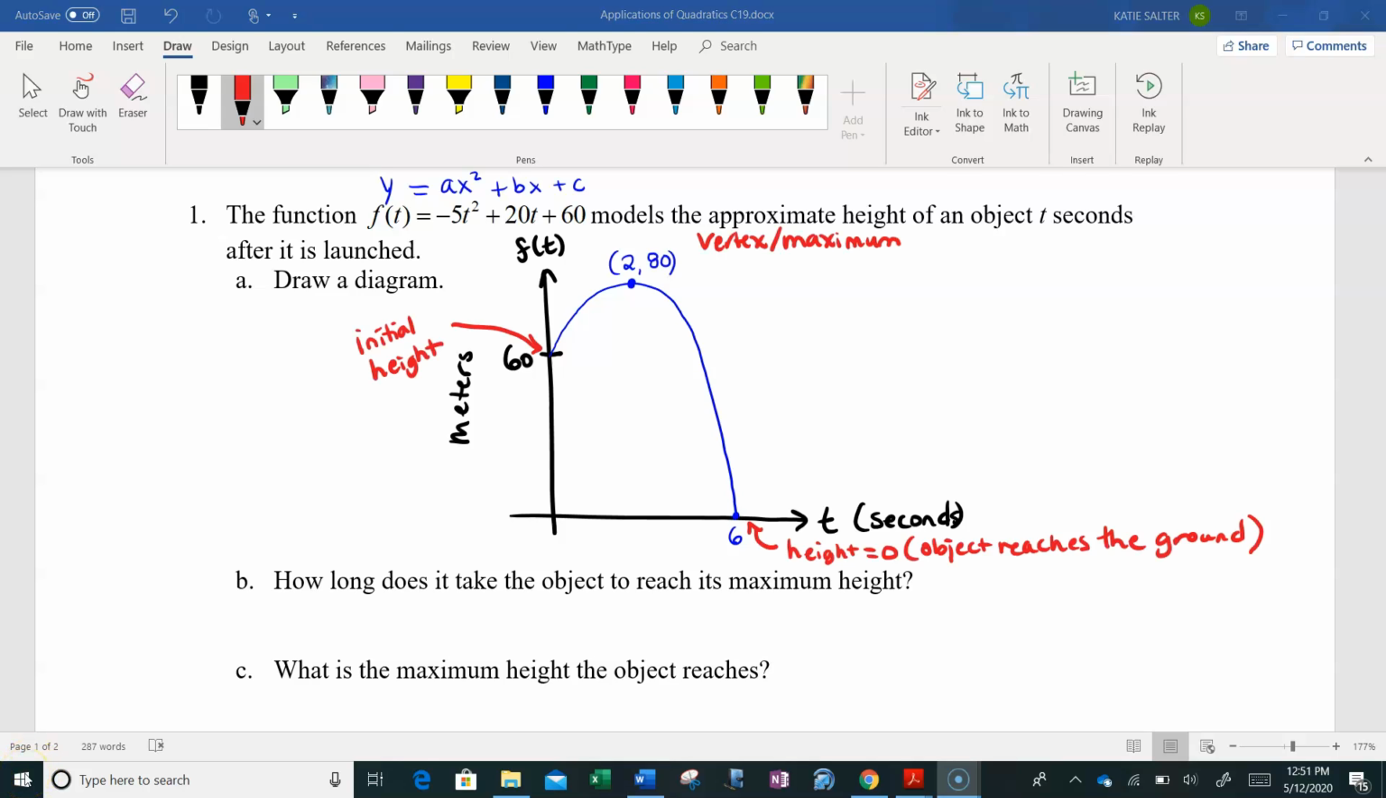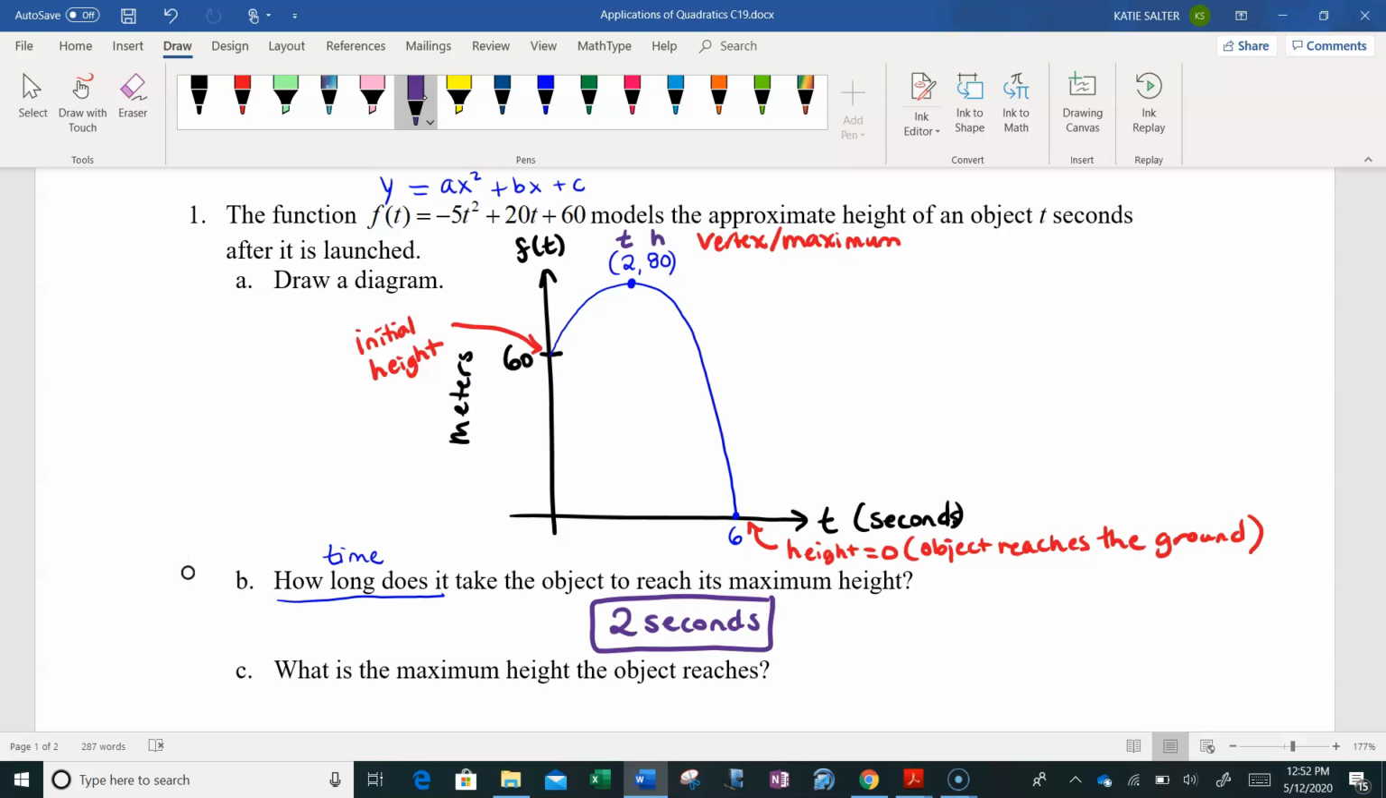All right, so how long does it take for the object to reach the maximum height? All right, so guys, the question is how long. If the question is how long, they're asking for the time. So you got to remember that the x values represent time and the y values represent height. So when we're looking at this vertex right here, the 2 represents the time where the 80 represents the height. And I'm just going to put h there for height. So when it says how long does it take for the object to reach its maximum height, the correct answer would be 2 seconds.